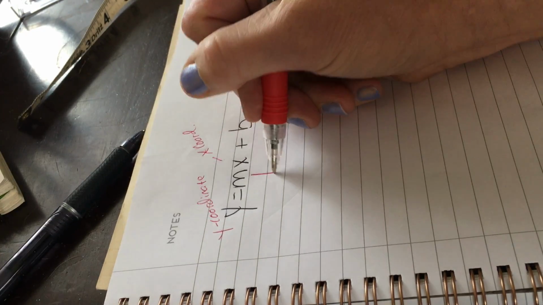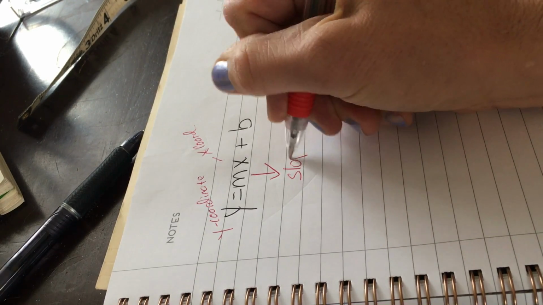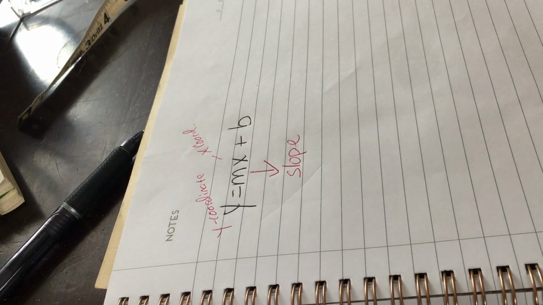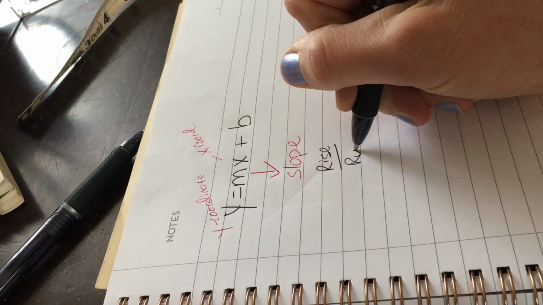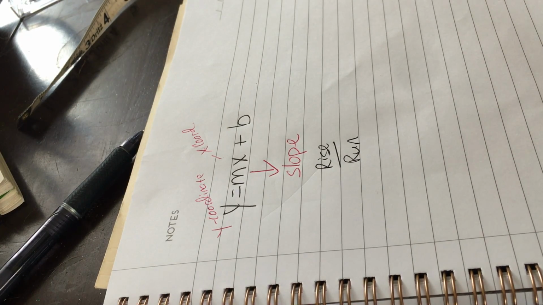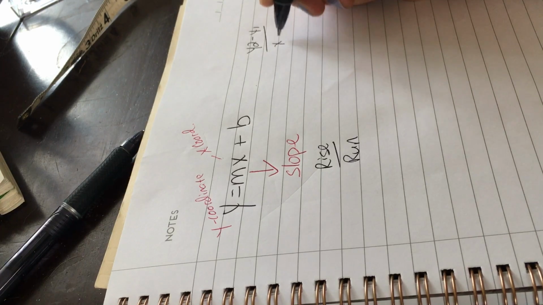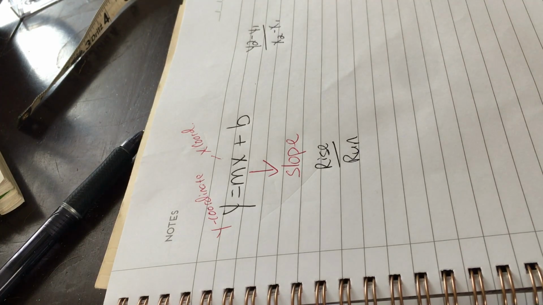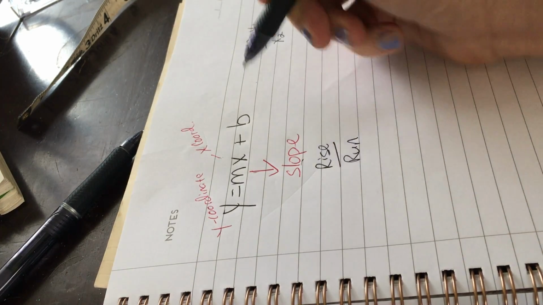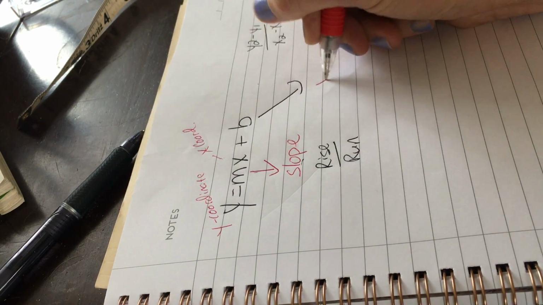So, m, that's my dog. m is your slope. Remember, your slope is your rise over run. Last week, we found our slope using y2 minus y1 over x2 minus x1 with two coordinates. Now, the b is your y-intercept.